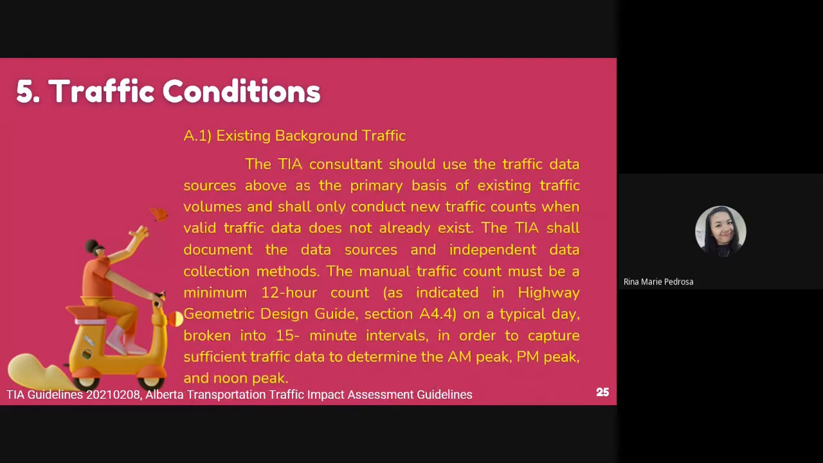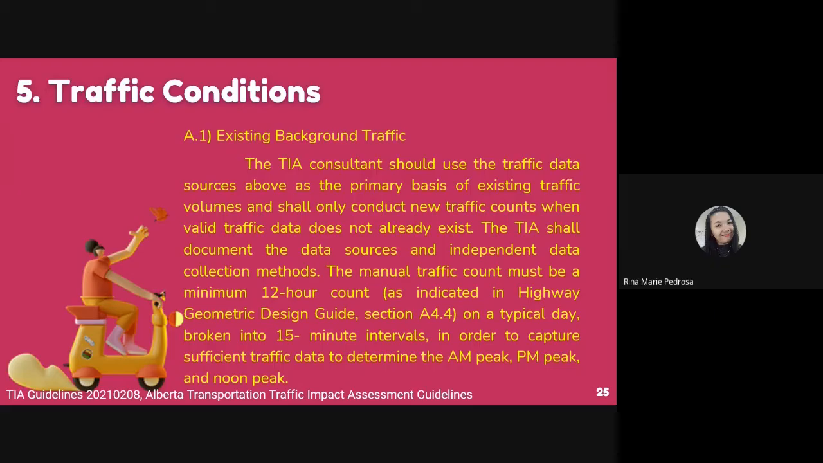So first we have the existing background traffic. So the TIA consultant should use the traffic data sources above as the primary basis of existing traffic volumes and shall only conduct new traffic counts when valid traffic data does not already exist. The TIA shall document the data sources and independent data collection methods. The manual traffic count must be a minimum 12-hour count as indicated in the Highway Geometric Design Guide in section A4.4, on a typical day broken into 15-minute intervals in order to capture sufficient traffic data to determine the AM peak, PM peak, and the noon peak.